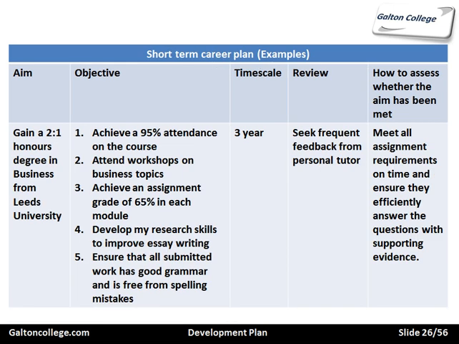Now the short-term plan is to gain, let's say, a 2-1 honours degree in business from Leeds University or from Birmingham University or London University or wherever. Gain a 2-1 degree from some university, let's say. And how do you do it? How are the objectives? Well, achieve an assignment grade of 65% in each module, and so on and so on. Timescale, 3 years. Good medium-term plan, and see if you can meet that plan.